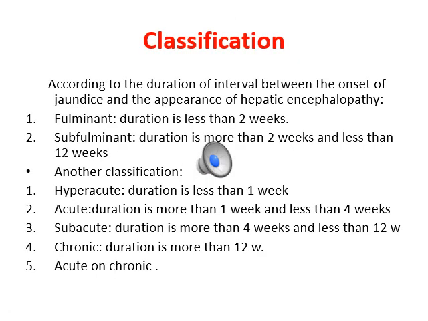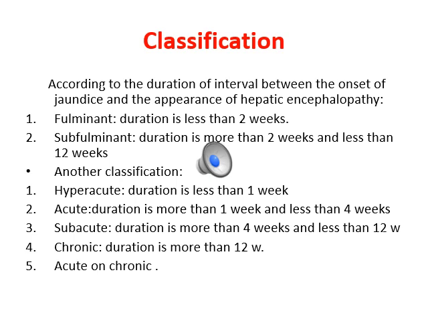We have more than one classification for acute liver failure. According to the duration interval between the onset of jaundice and the appearance of hepatic encephalopathy, we have the first classification, which is fulminant and subfulminant. Fulminant, the duration is less than 2 weeks. Subfulminant, duration is more than 2 weeks and less than 12 weeks. Another classification is hyperacute, acute, subacute, chronic, or acute on chronic.